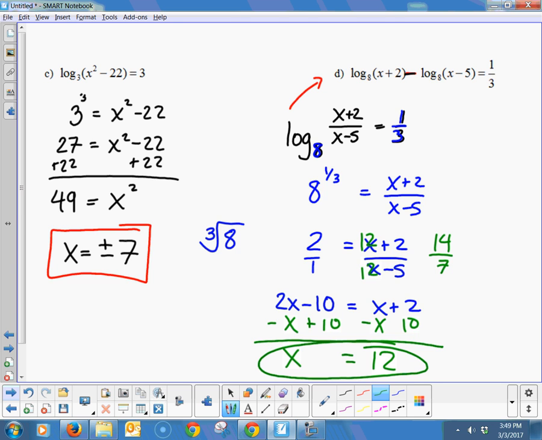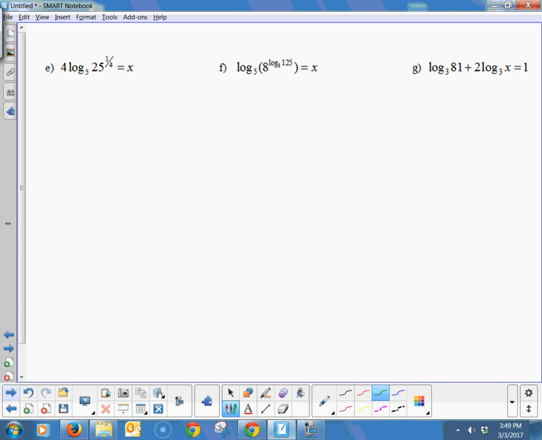A, B, C, D, E. Let's see. E. Well, this is looking messy and ugly, and so I'm thinking a good idea would be, in order, this guy right here. And my good idea is to take that 1/4 and swing it out front, because 1/4 times the 4 is just 1. Log base 5 of 25 equals x. And then you could just know the answer is 2.